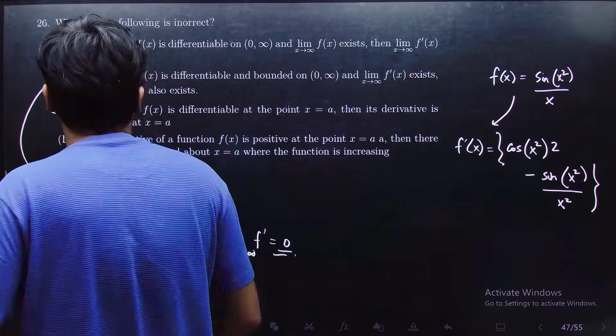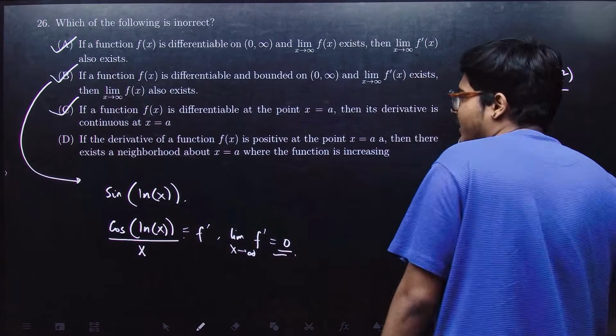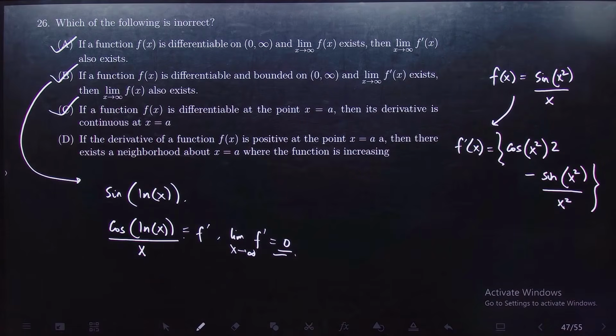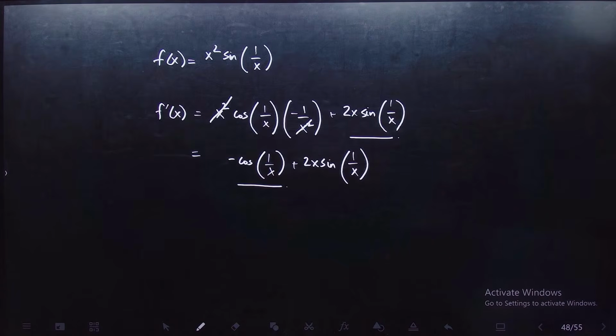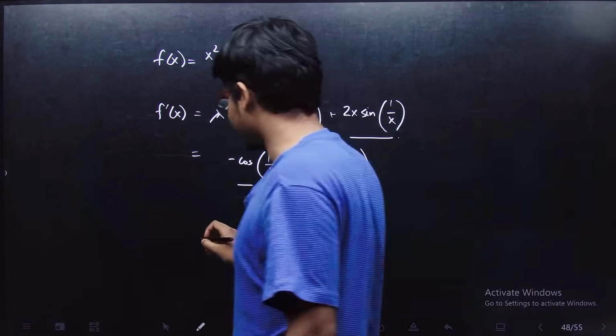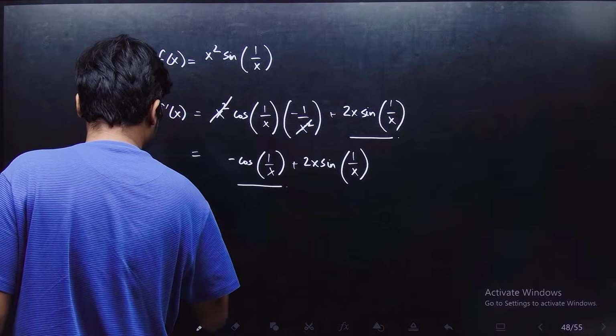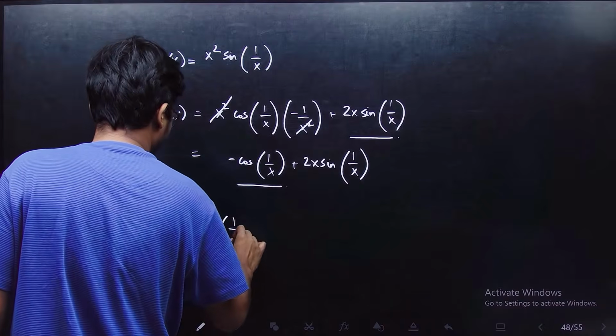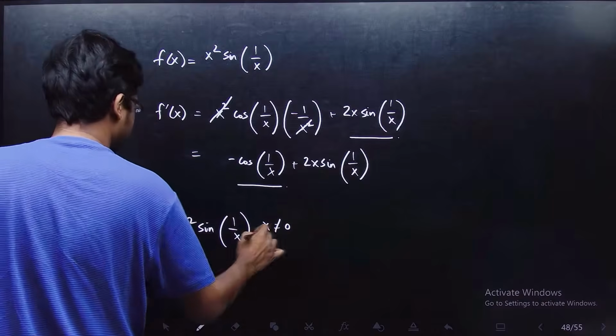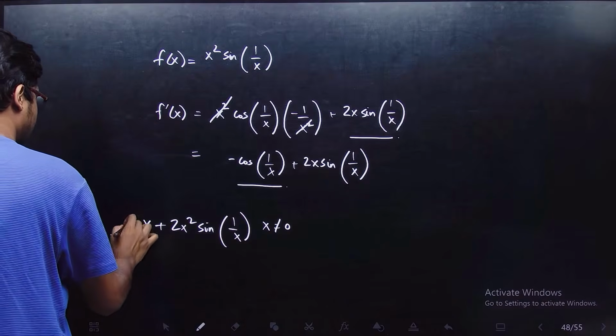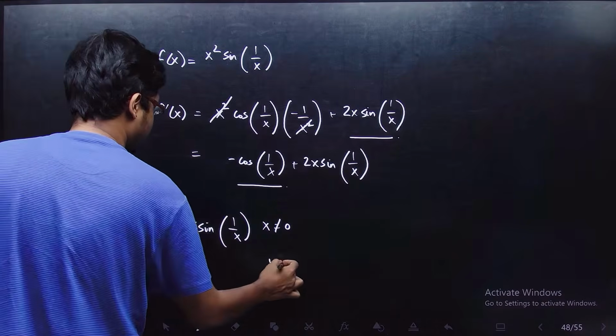Now remember, since we are working with incorrect options, we also have to check option D. Option D is if the derivative of a function is positive at the point x equal to a, then there exists a neighborhood about the point x equal to a where the function is increasing. Okay, for this it's slightly complicated. The function we'll consider is something like x plus 2x square sine 1 by x when x is non-zero, and let's go with 0 if x is equal to 0.